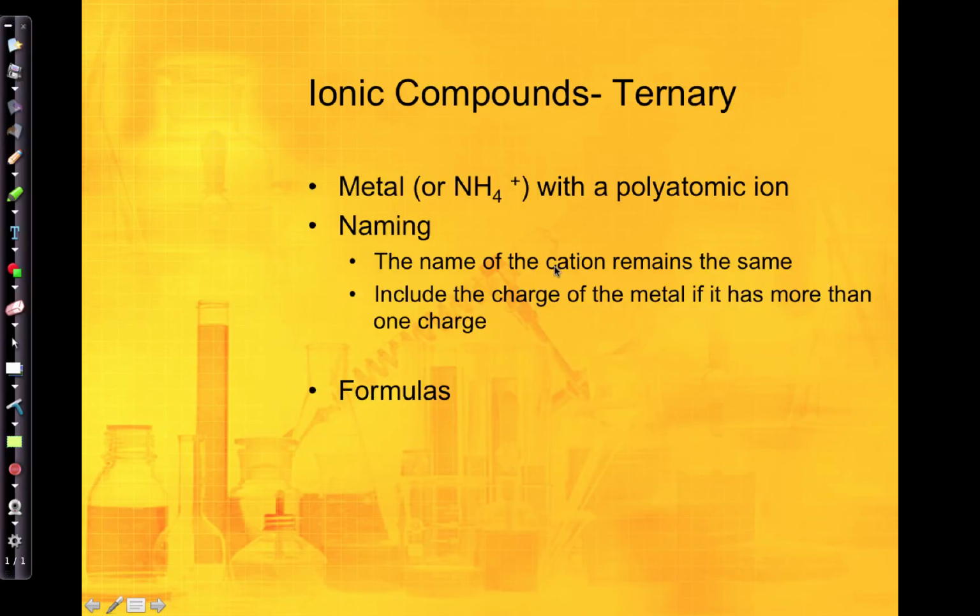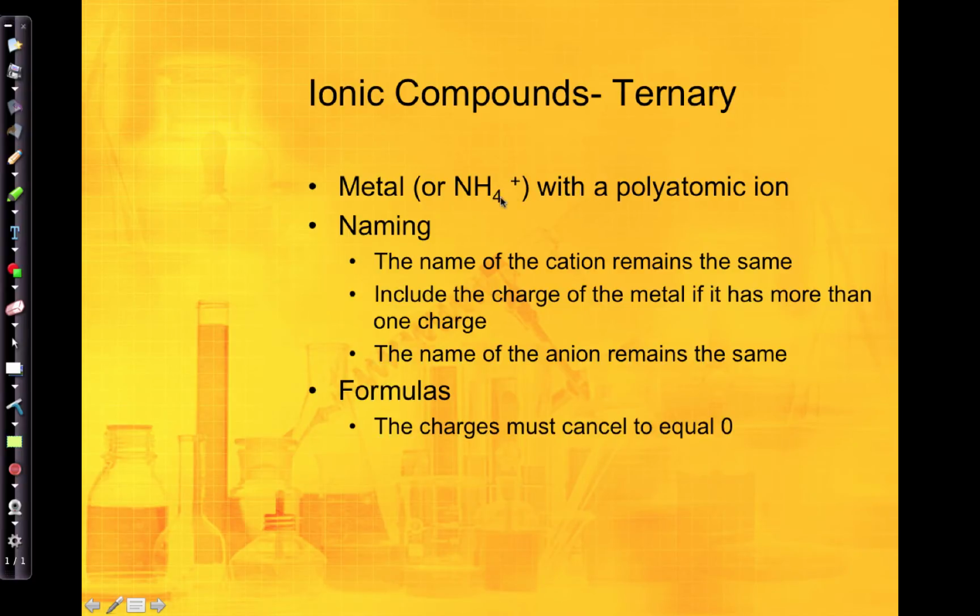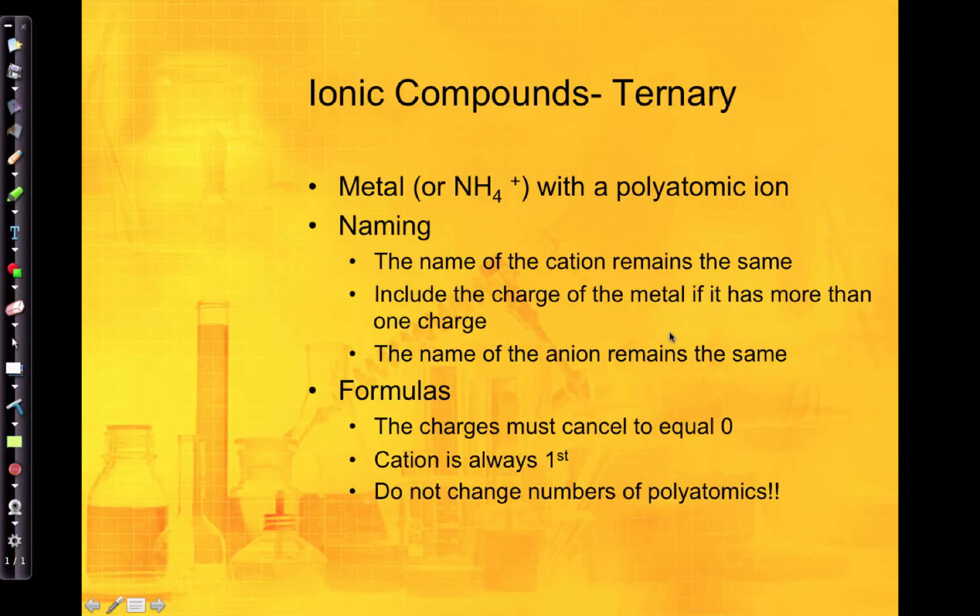Include the charge if you have a metal that has more than 1 charge, like copper or iron would have more than 1 charge. And the name of the anion remains the same. So if you have a polyatomic, don't change the ending to that. Okay? Formulas, charges equal 0, or they add up to equal 0. And the cation is always first. Do not change the numbers of the polyatomics.